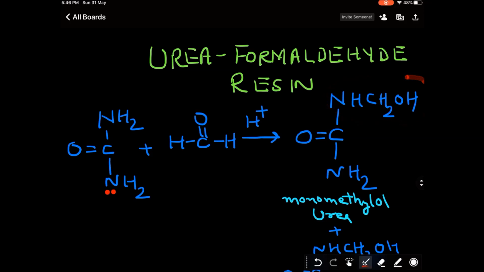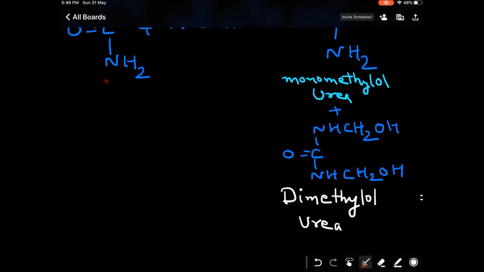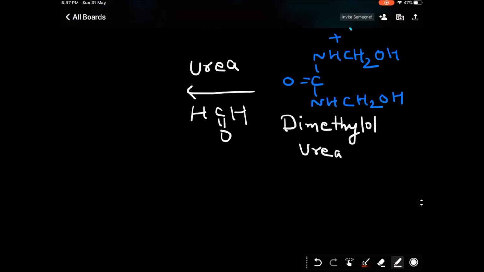Similarly, the other one can also react. The nitrogen can donate its electrons to this. This oxygen can donate electrons to a proton. This nitrogen will acquire a positive charge, then lose a proton, and finally we get the other substance, that is dimethylol urea. Now these two react further to form a urea formaldehyde resin, and as the process continues, we will get a polymer.